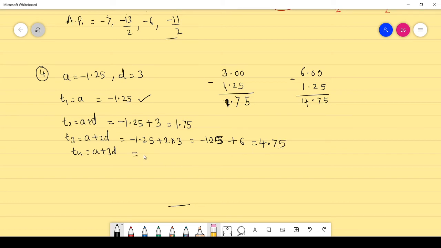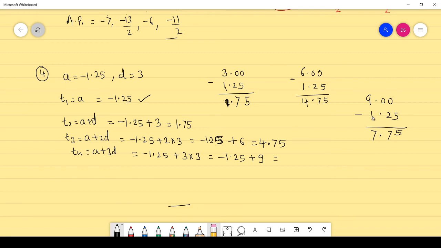Now the fourth term. What is A? A is equal to minus 1.25 plus 3 into d. d is equal to what? 3, right? So minus 1.25 plus 3 into 3, that is 9. So what did we get? 9.00, that means 9 minus 1.25. Again 10 minus 5, 5. 10 minus 7, 3. Then one remainder will come here. 9 minus 2, that is nothing but 7. 7.75.